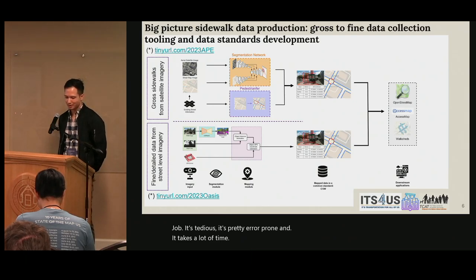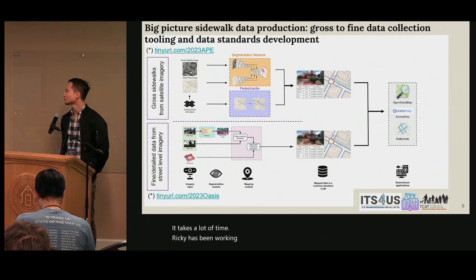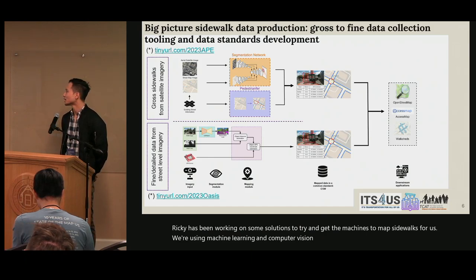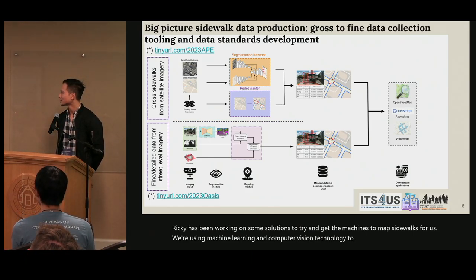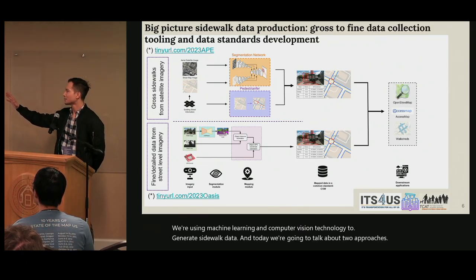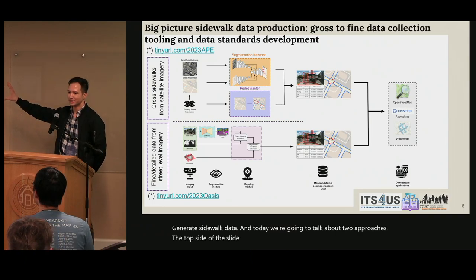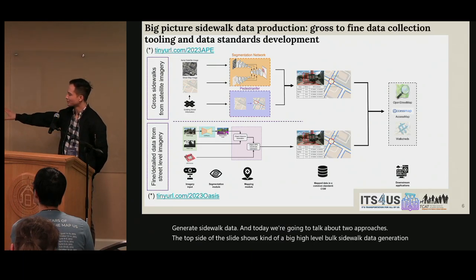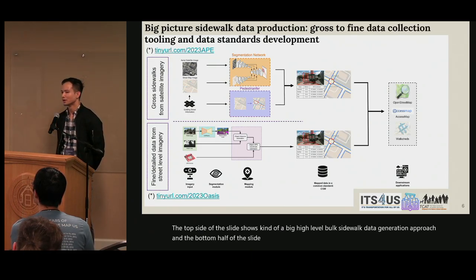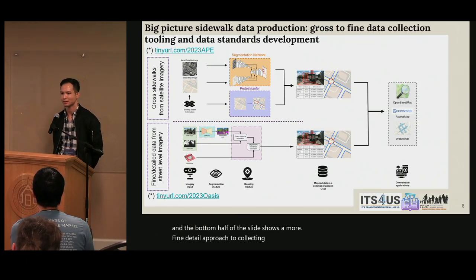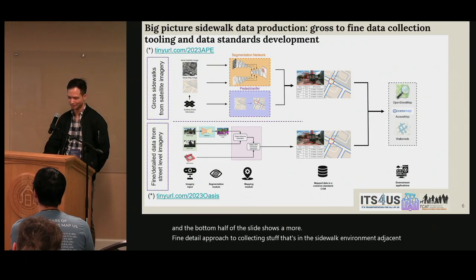So Ricky has been working on some solutions to try and get the machines to map sidewalks for us. We're using machine learning and computer vision technology to generate sidewalk data. And today we're going to talk about two approaches. The top side of the slide shows kind of a big, high-level bulk sidewalk data generation approach. And the bottom half of the slide shows a more fine detail approach to collecting stuff that's in the sidewalk environment, adjacent to these sidewalks.